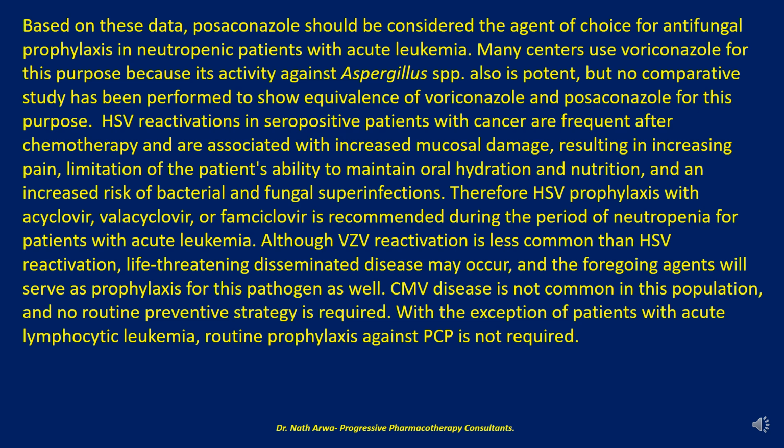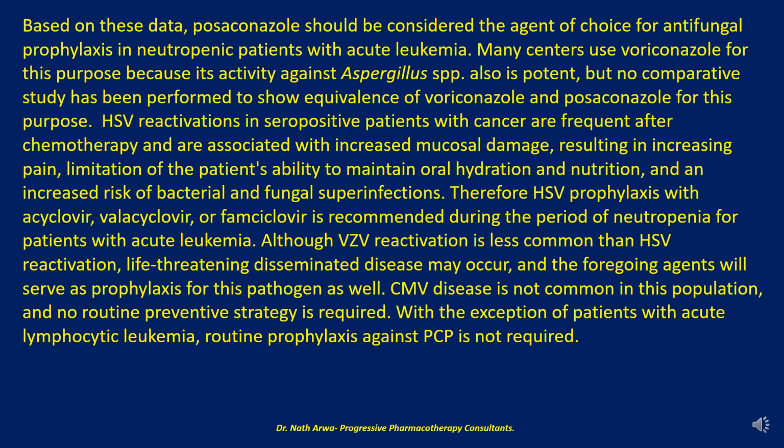Based on these data, posaconazole should be considered the agent of choice for antifungal prophylaxis in neutropenic patients with acute leukemia. Many centers use voriconazole for this purpose because its activity against Aspergillus species also is potent, but no comparative study has been performed to show equivalence of voriconazole and posaconazole for this purpose.